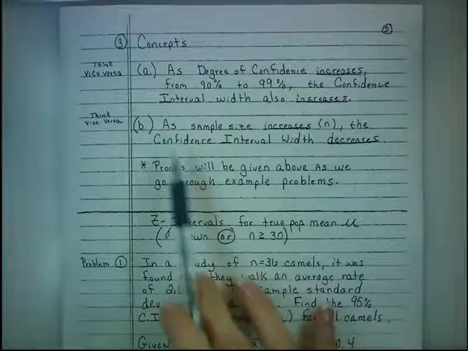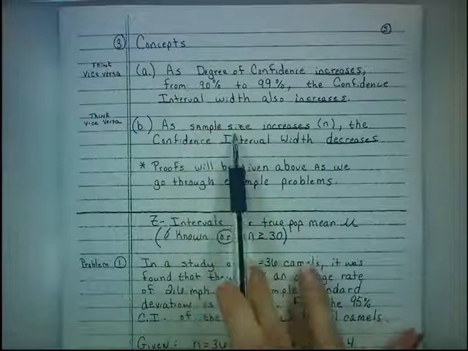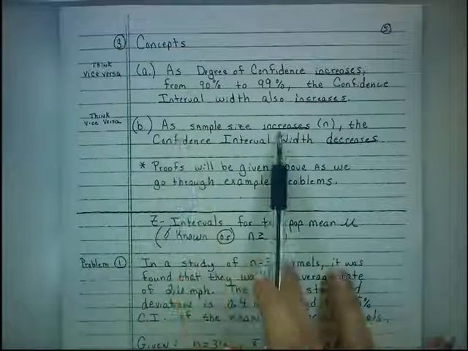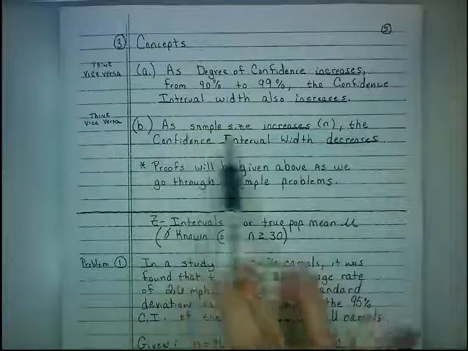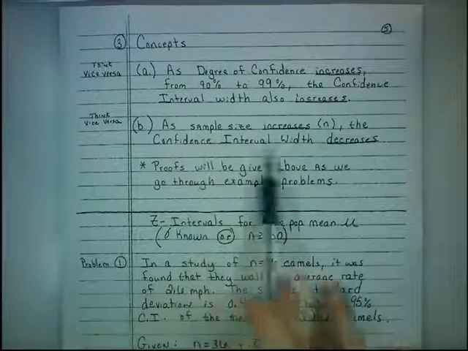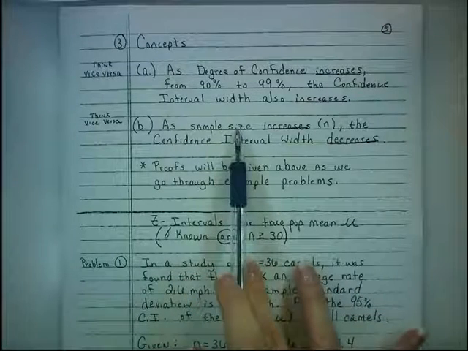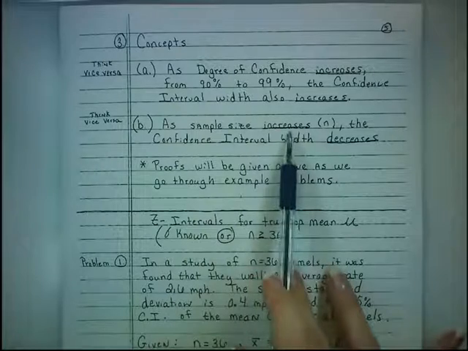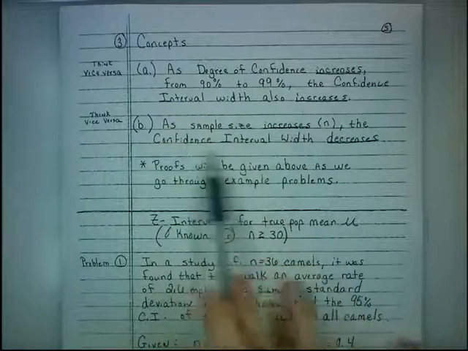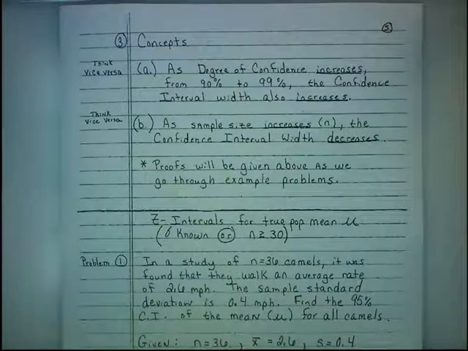Also, when you have a word problem, if you only work with the sample size and change the sample size, as you increase sample size, the confidence interval width decreases. As you decrease sample size, the confidence interval width increases. So we can start out with a sample size of 10, and then 100, and then 1,000, and then 10,000, and you will see that the confidence interval width decreases. And the proofs are given in the problems below.